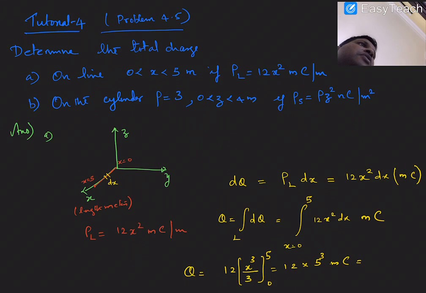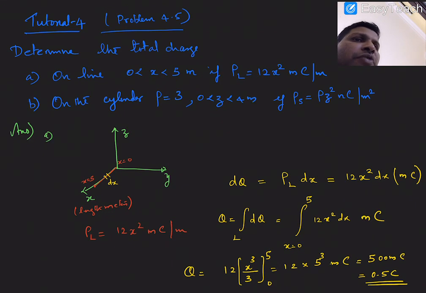So you will get this answer as 500 millicoulomb, which is equal to 0.5 coulombs. So this is the total charge on that line. I think this is clear to you.